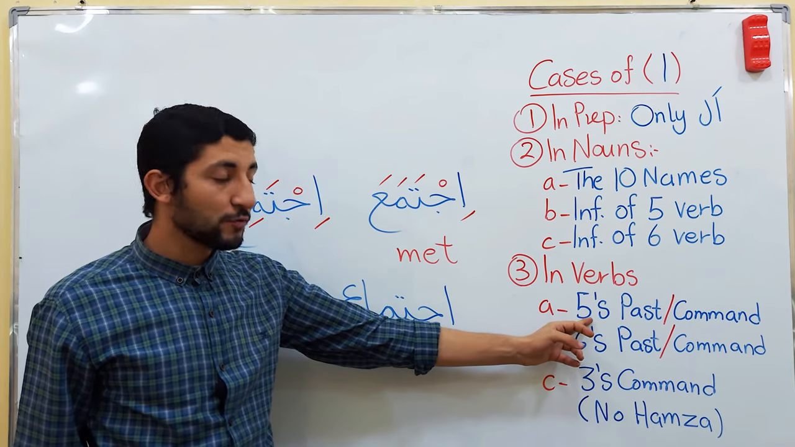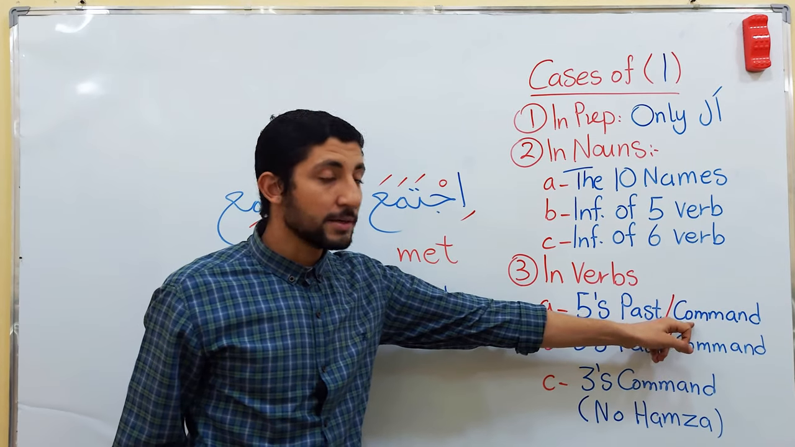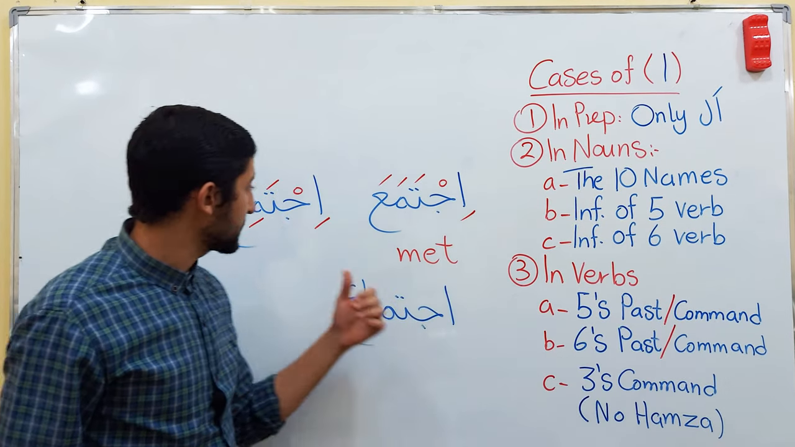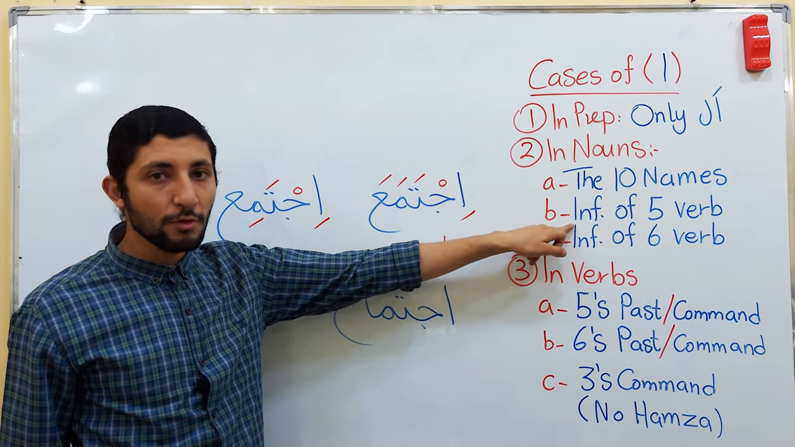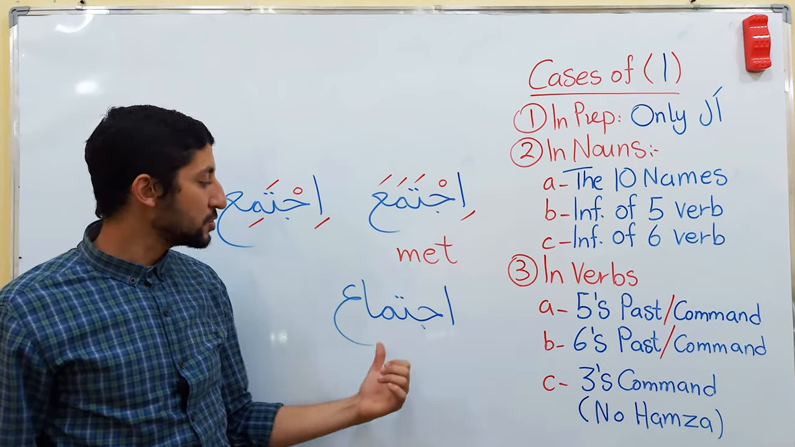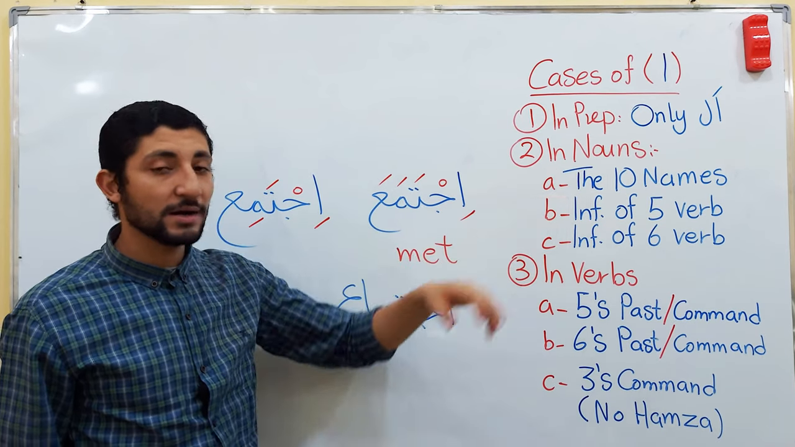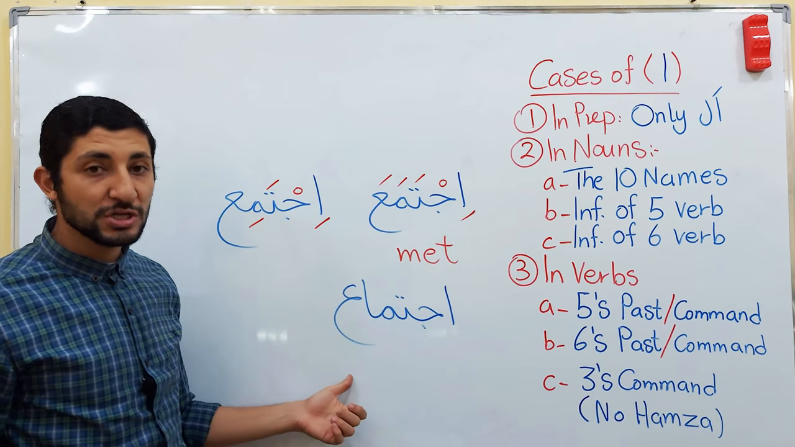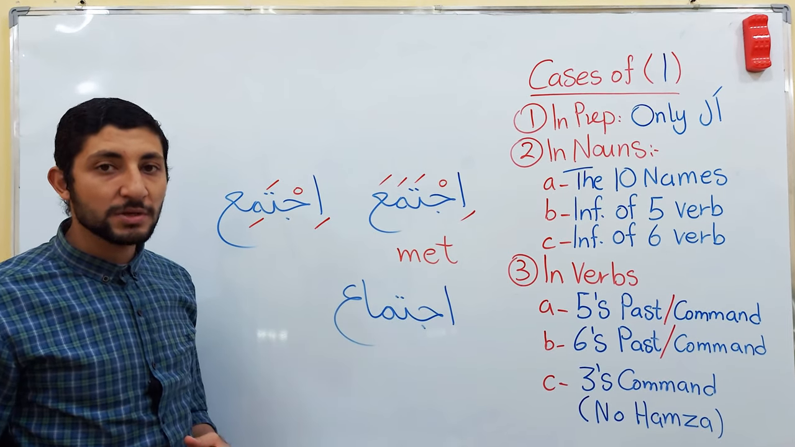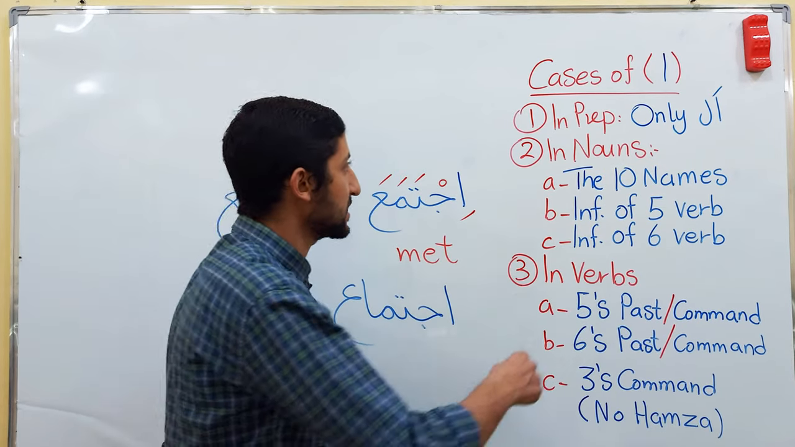So, three of them, as you can see, contain همزة وصل. The past of quintuple verb, اجتمع. The command of quintuple verb, اجتمع. And also the infinitive of quintuple verb, اجتماع. And because the infinitive is a noun, I wrote it here under nouns. And the same pattern goes with the hexa verb, الفعل السداسي.